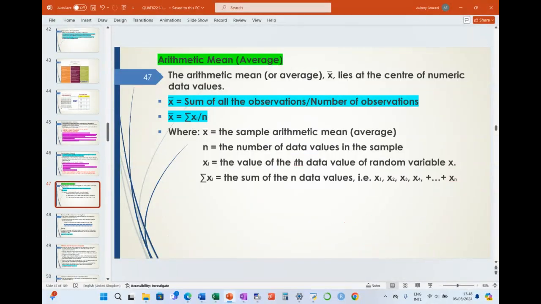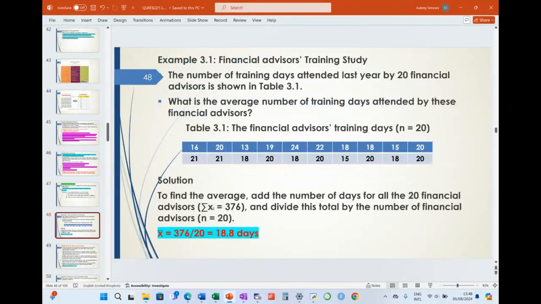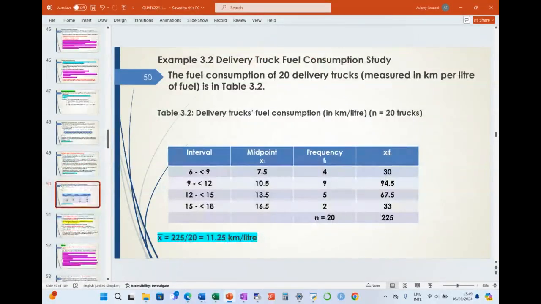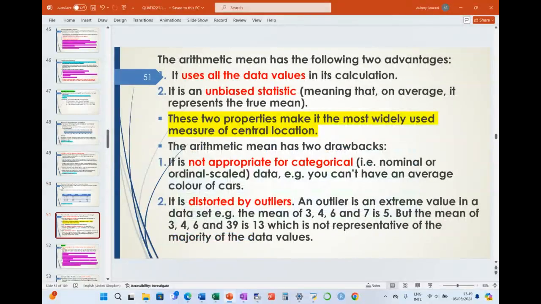So all of these are different central location statistics. Here they're just giving us some examples. They've given us a data point and then they calculate the average over there. There is our example, and here they're looking at the average fuel consumption of 20 trucks. This I think you guys can go read on your own. Just the disadvantages though.